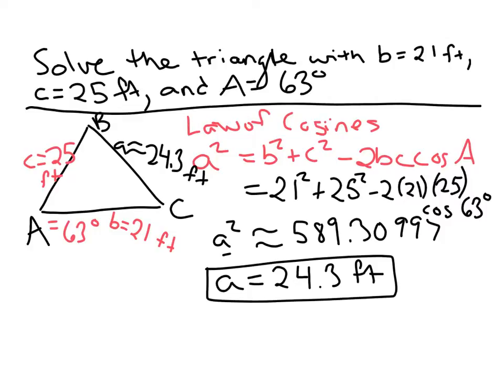Now we need to find the two missing angles. Solving a triangle, by the way, means finding all 6 parts. We were given 3 parts, and so we're trying to find angle B, side A, and angle C. Once we find one of these, either angle B or angle C, then finding the third angle is easy. It's just 180 minus the 2 angles that we know. So the only real substantial task we have left is finding either angle B or angle C.